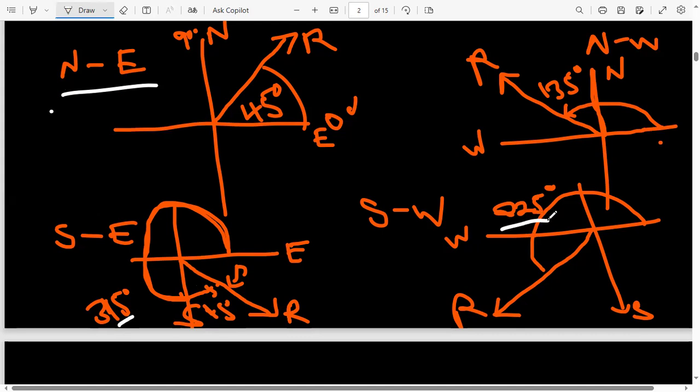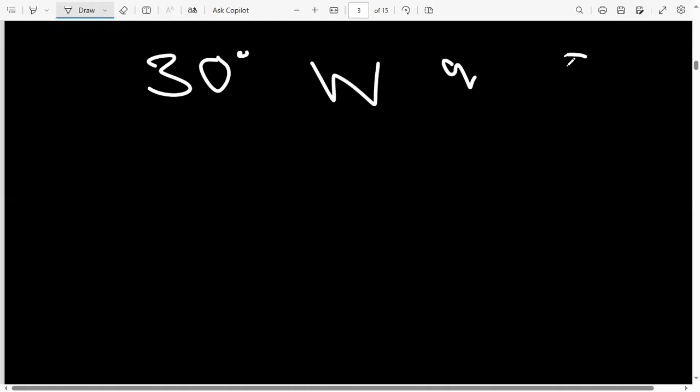225 degrees. Okay, so these are some of the terminologies that you have to know. And then the last one, which is a very special one, okay? That's also a very special one. When they say something like this, 30 degrees west of south, how are we supposed to obtain the angle here if they say something like that?